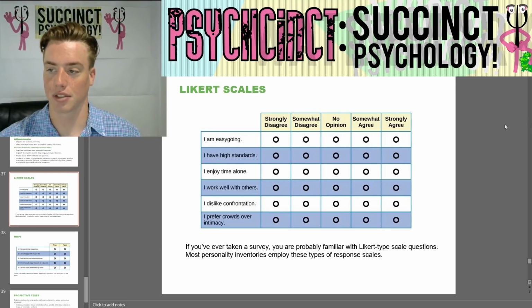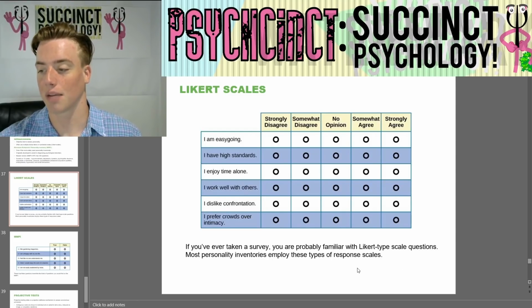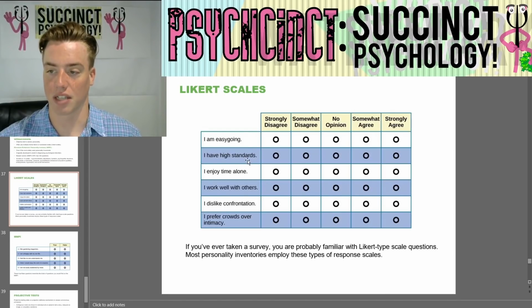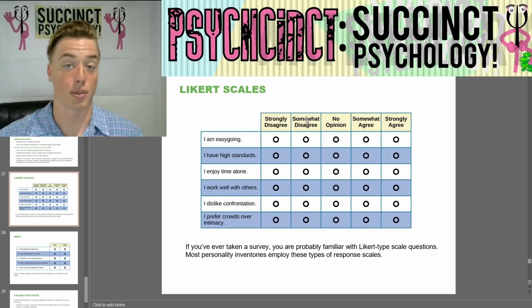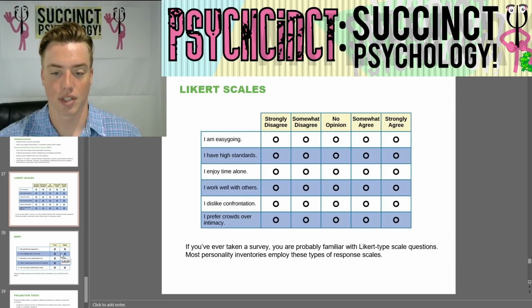So Likert scales, this is an example of one. If you've ever taken a survey, you're probably familiar with Likert type scale questions. Most personality inventories employ these types of response scales. So they will ask you a question, I'm easygoing, and then you indicate whether you strongly disagree or strongly agree, or no opinion, somewhat disagree, somewhat agree. I've seen these a million times.